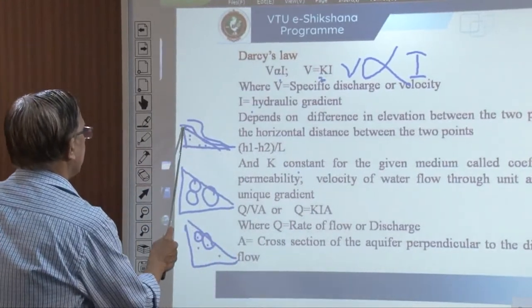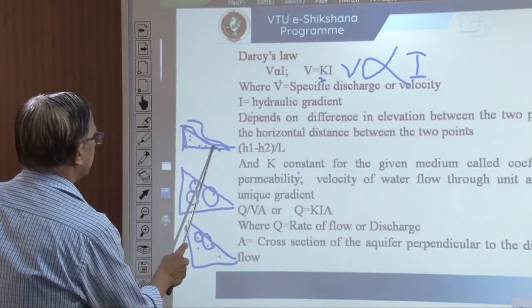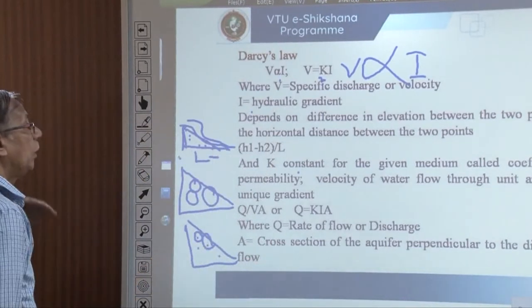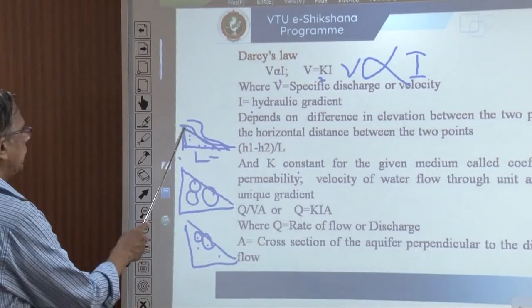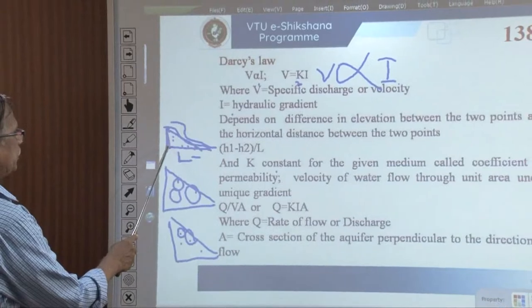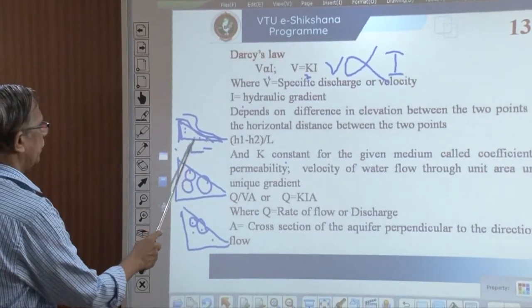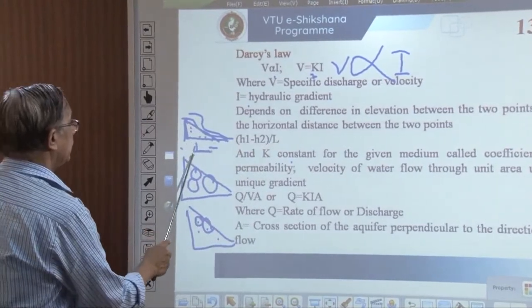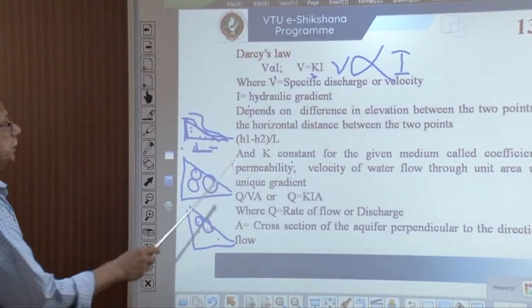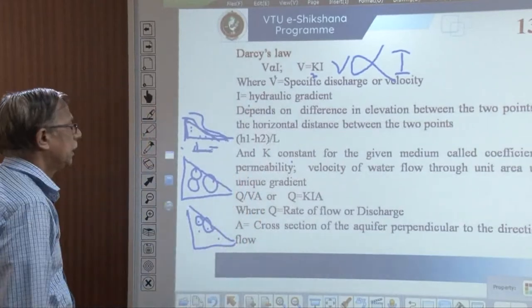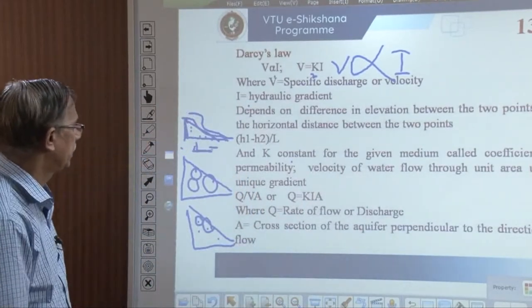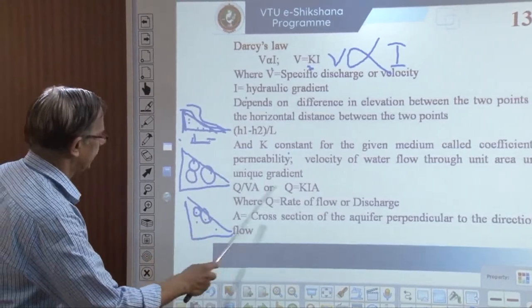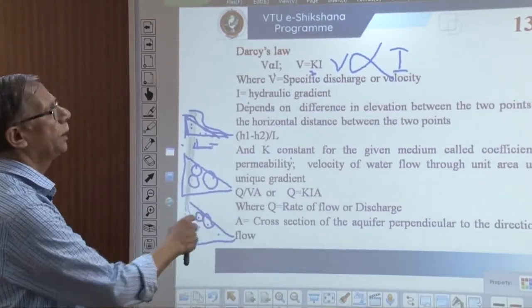If this is H1 and this is H2, then H1 minus H2 gives the hydraulic gradient, and this is the distance of separation, the horizontal distance between the two points. H1 and H2 are height or depth, whatever you call it. H1 minus H2 gives the head difference, and then the horizontal separation. So, it depends on that. K is a constant, varies with the material. It is unique for different rocks: sandstone, shale, slate, phyllite, schist.